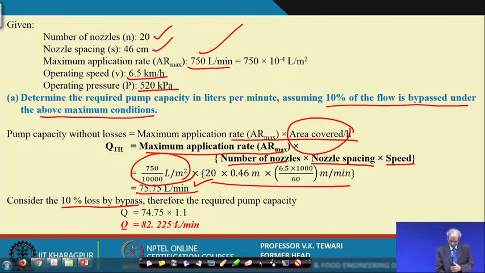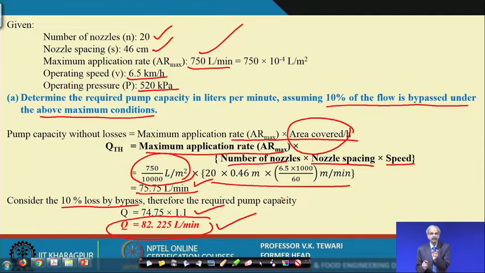So, just increase by that much, that means say 1.1 times that value. So, this is the value which you are going to get. You understand that given everything, how do you approach? Two aspects: pump capacity is needed, so maximum application rate and the area covered.